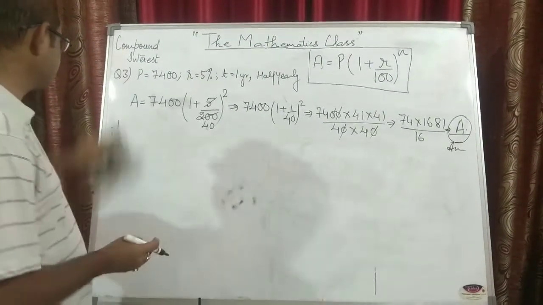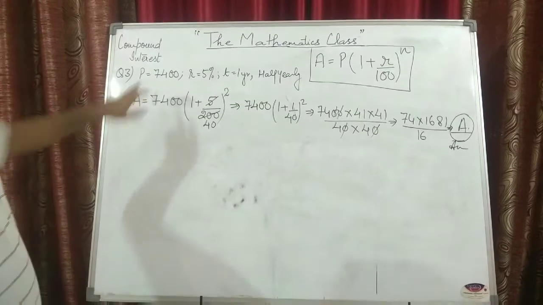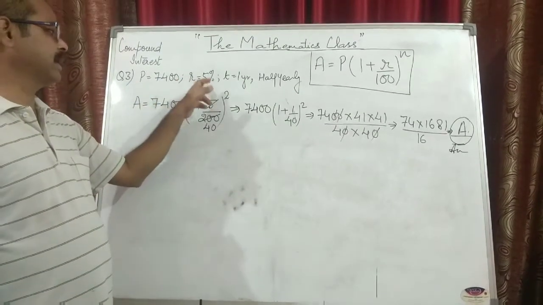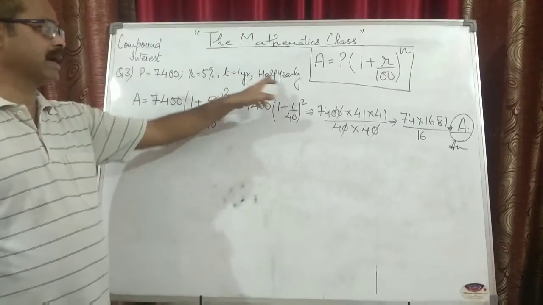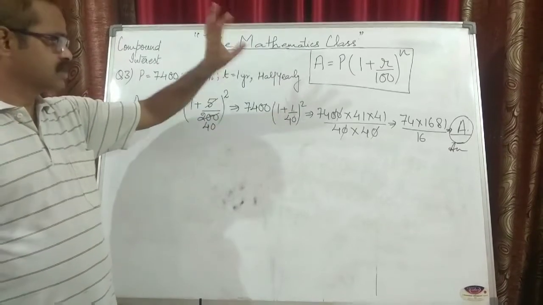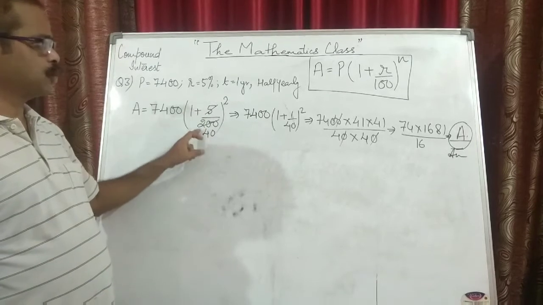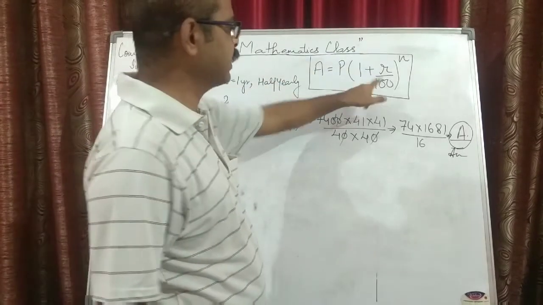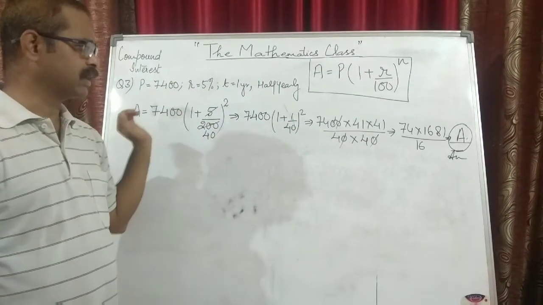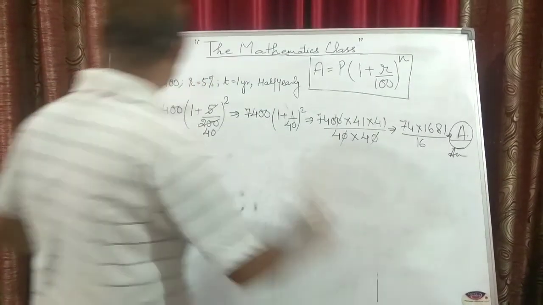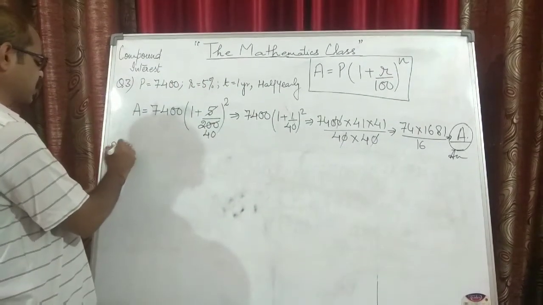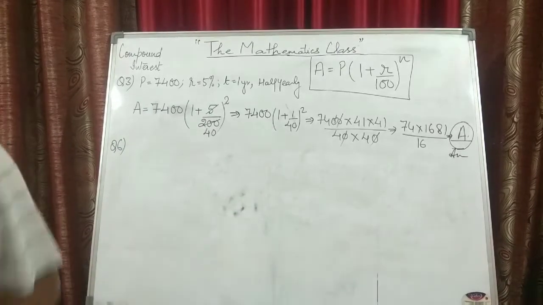I hope you understood this much. Principal was 7,400, rate was 5%, time is 1 year, and the interest was compounded half yearly. Since it is half yearly, time becomes double and rate becomes half, 5 by 2. It would have been 5 upon 100, but now it became 5 upon 200, and the rest you can calculate and get the value. Now let's move on to question number 6.